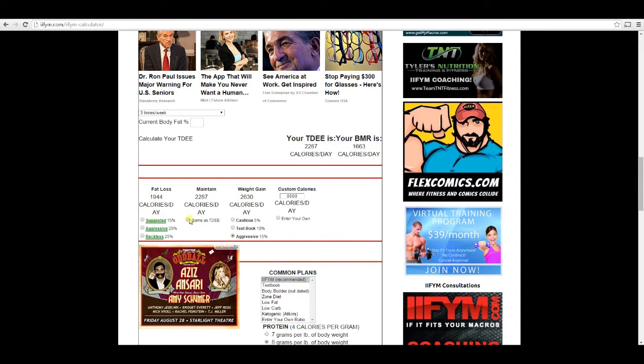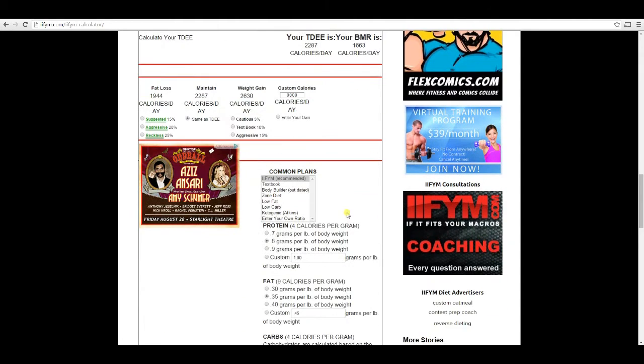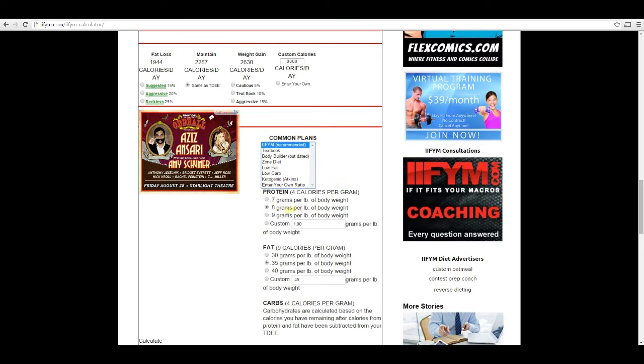So once you have picked your option, I'm just going to pick maintain, just for simplicity's sake. Then you're going to come down here and it's going to ask you a bunch of different diets that you would like to be doing. We are talking about flexible dieting. We are talking about IIFYM, if it fits your macros, and therefore you will be clicking IIFYM as is recommended. Okay, so click it.